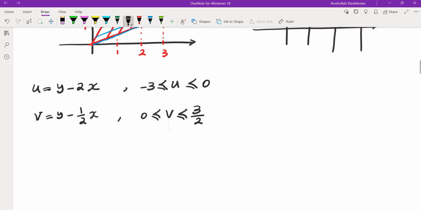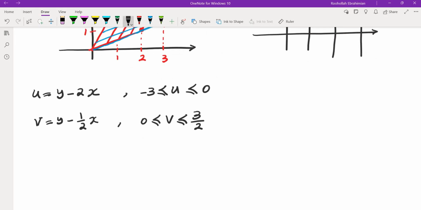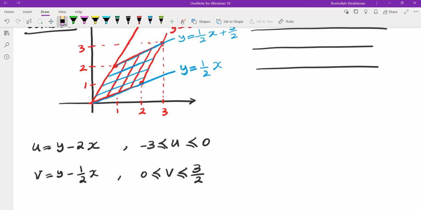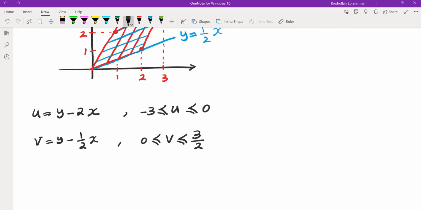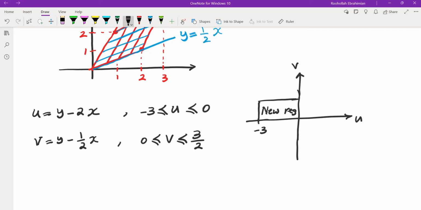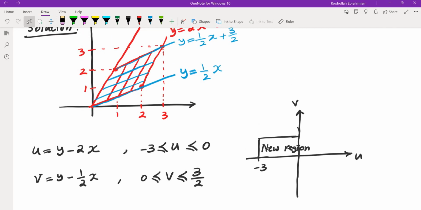So now, how do we do that? Well, first of all, we are given these limits of integration for this new u and v. We figured it out here. So u is between -3 and 0, and I'm going to draw a diagram for uv. So u equals -3 to 0, and v equals 0 to 3/2. So this is our new region. So what does it mean? It means we were able to successfully change a parallelogram to a rectangle.